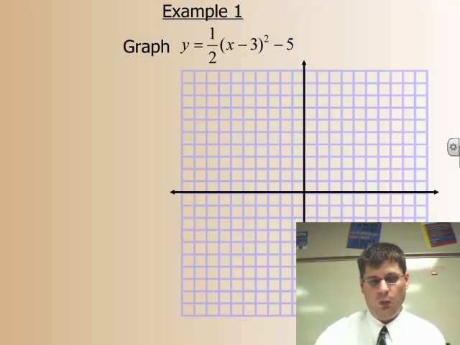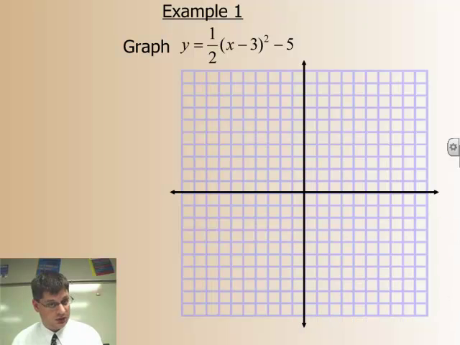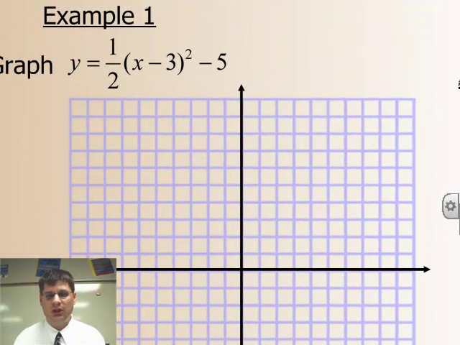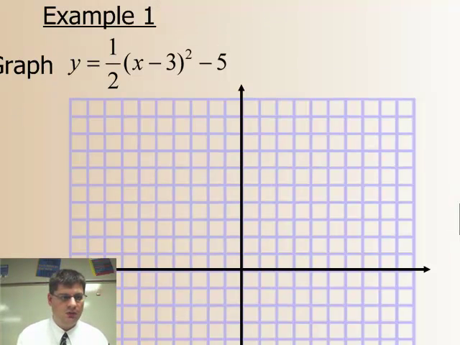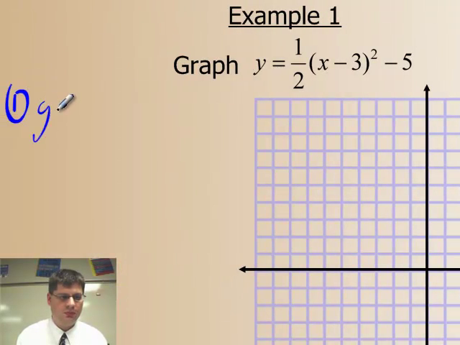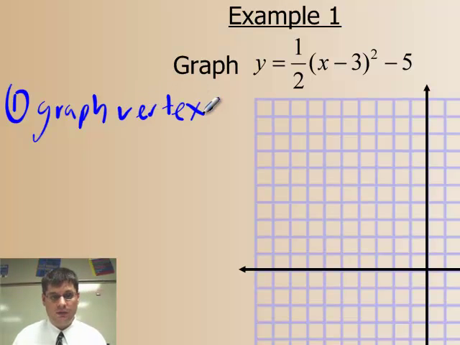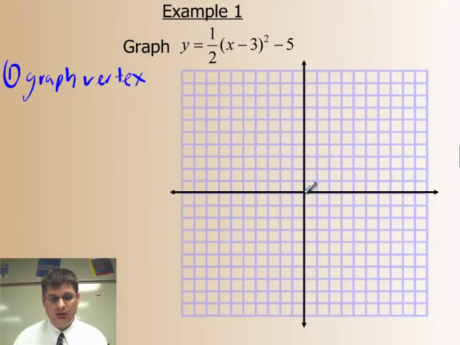So let's practice how we're going to graph these. When graphing in vertex form, just like standard form, we need a total of 5 points, one of which includes the vertex. So let's start with the vertex. That's always a really good place to start when you're graphing any curve. So the first step, we're going to graph our vertex.